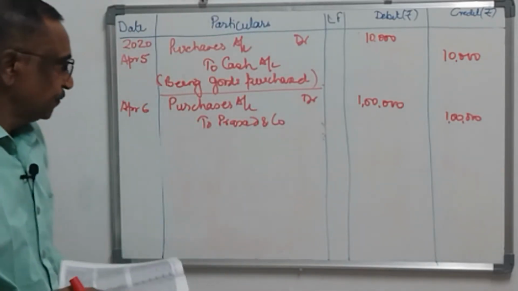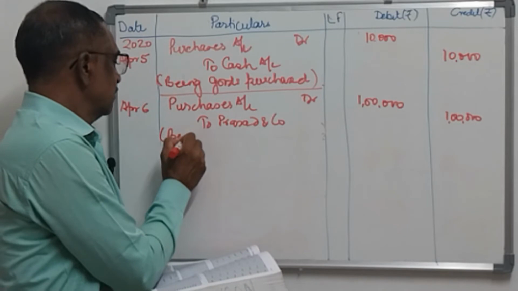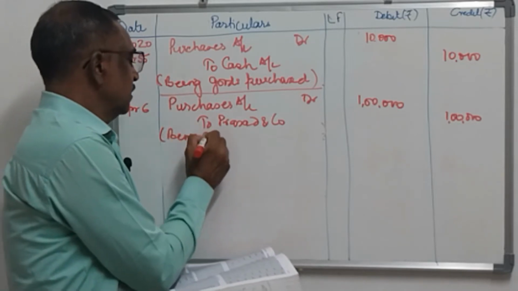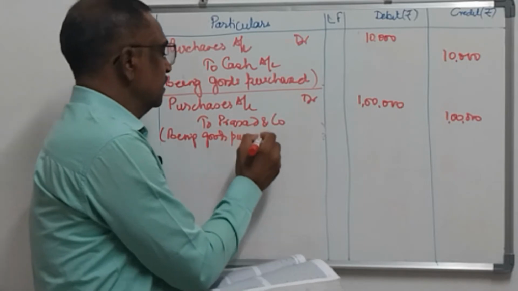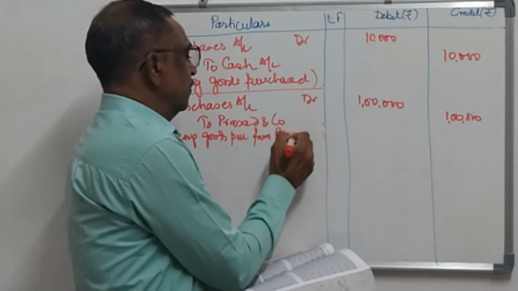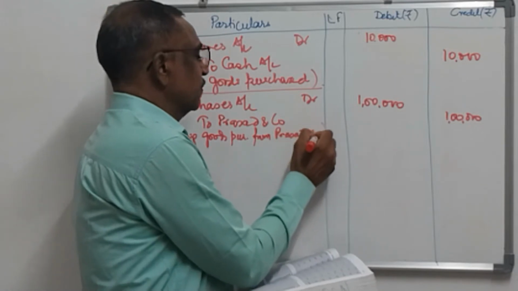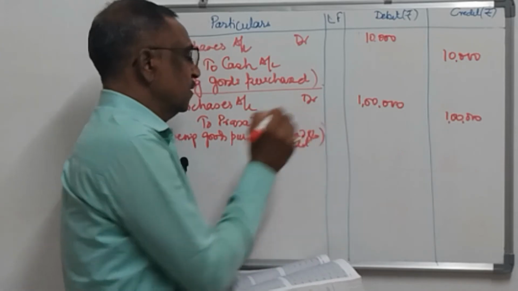Clear? So we will write narration: being goods purchased from Prasad and Company on credit. Okay?